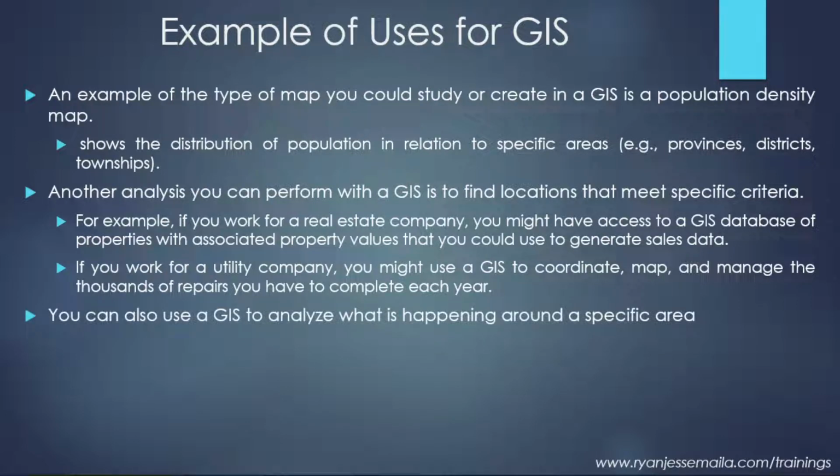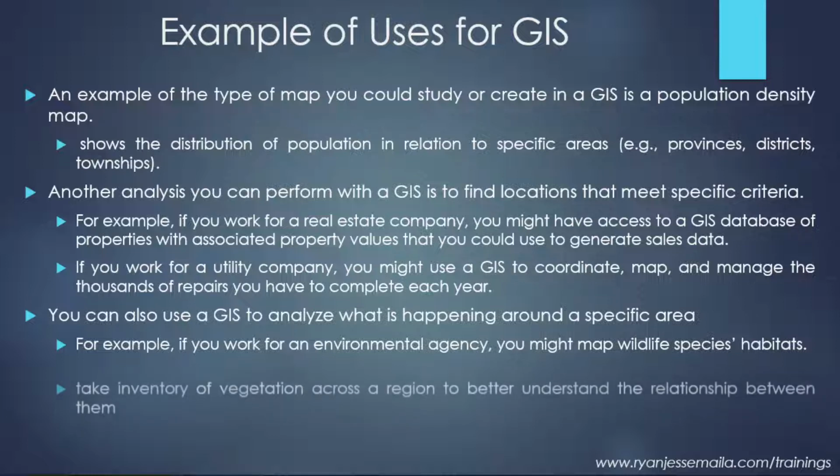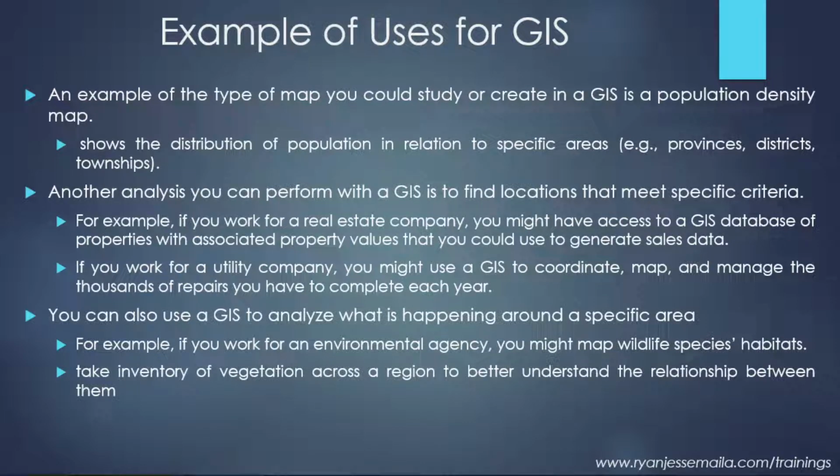Another example is you could use GIS to analyze what is happening around a specific area. For example, if you work in an environmental agency, you might map wildlife species, habitats, and by doing so, you take up inventory of vegetation across a region to understand better the relationship between those habitats and the vegetation. As you are aware, different animals eat different kinds of food.